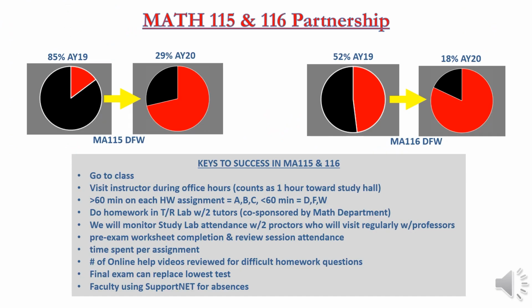At my most recent institution, College Algebra and College Algebra 2 had a staggering 85% DFW rate and 52% DFW rate, respectively. The department chair and I looked at all historical and current term data and found something that was rather staggering. A student who did not visit their instructor during office hours and who did not spend at least an hour on their homework assignments had a 100% chance of getting a D, F, or W. Students who did spend an hour on every homework assignment and who did visit their instructor during office hours finished the semester 100% of the time with either an A, B, or C.